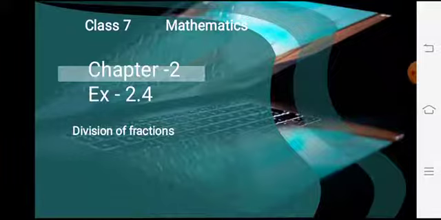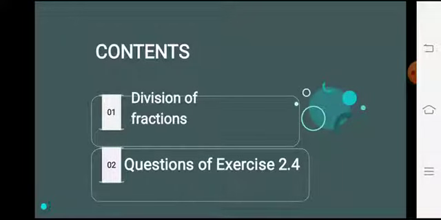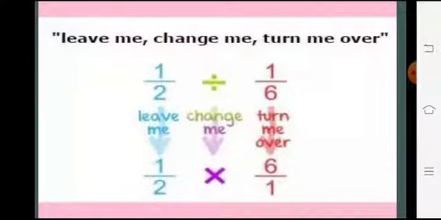This is Pooja, and today we will discuss divisions of fractions. How can we divide fraction numbers, as we discussed earlier about multiplication of fractions? Today we will discuss division of fractions, and then we will do the questions of exercise 2.4. So how can we divide fractional numbers, students?